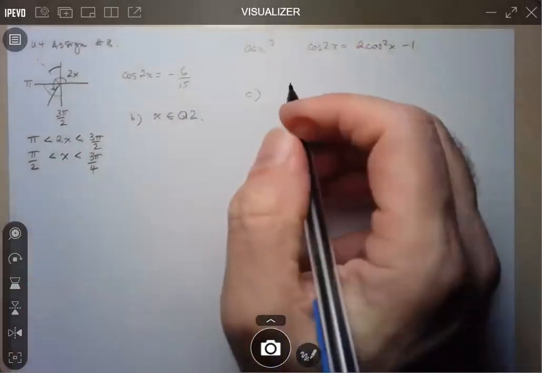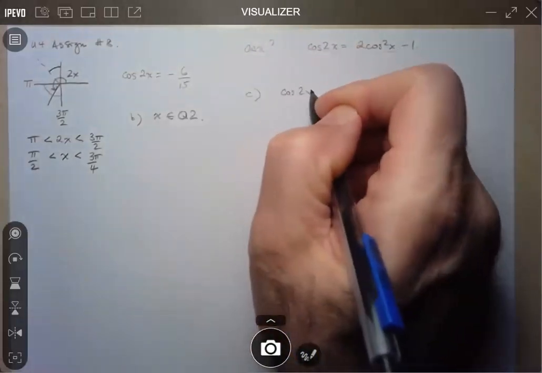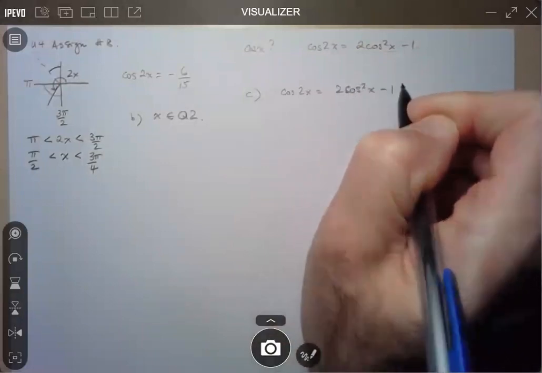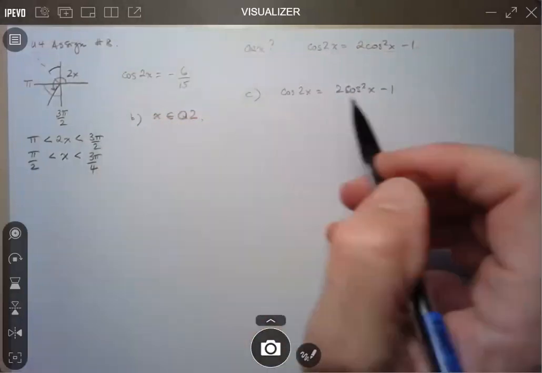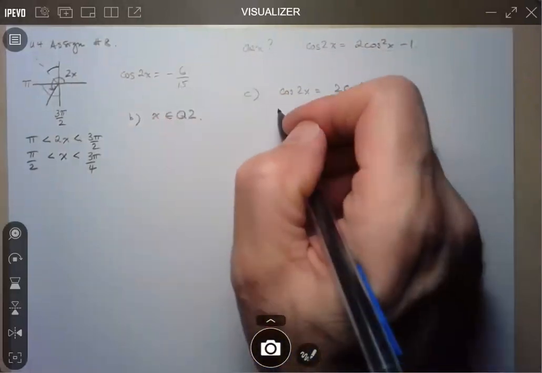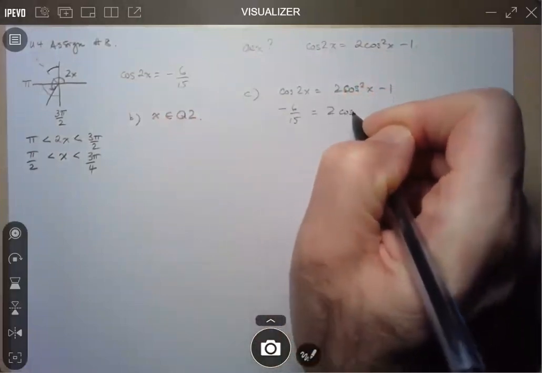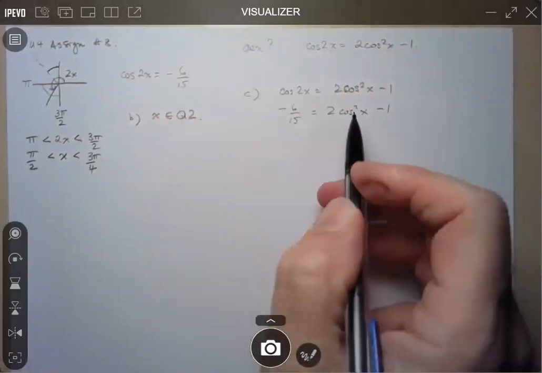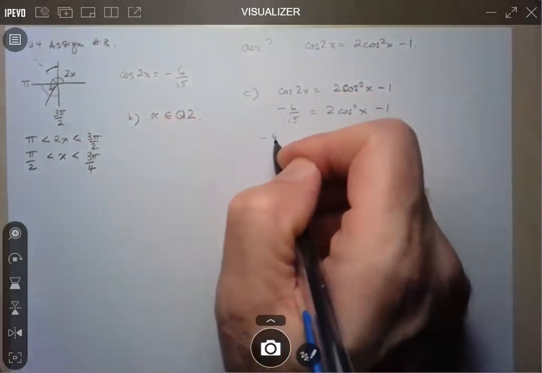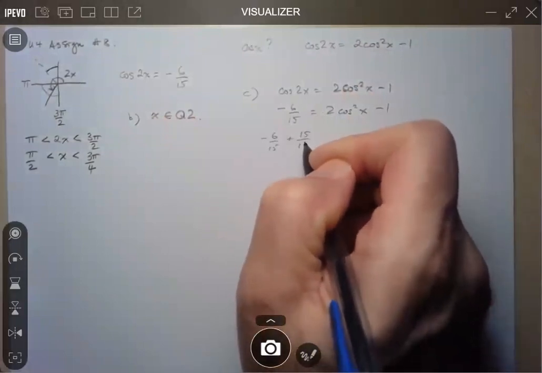And so for C now, I'm going to use this formula. Cos 2x equals 2 cos squared x minus 1. If I was looking for sine of x, I'd be using the one with sine, of course. But here I know this is negative 6 over 15. And now I'm just going to solve for cos x. So first I'll add 1. So negative 6 over 15 plus 1, which is 15 over 15.